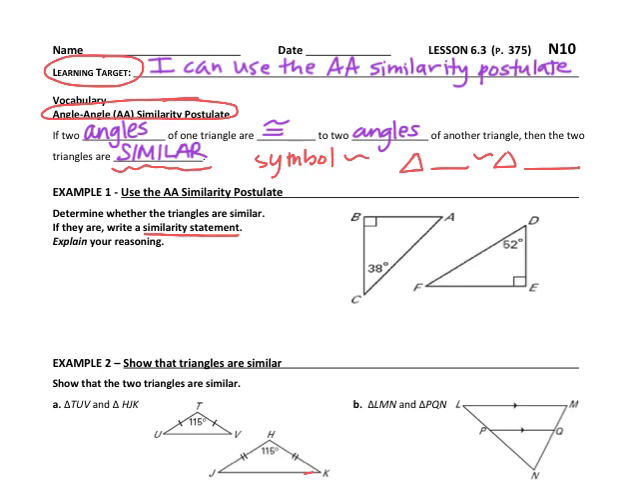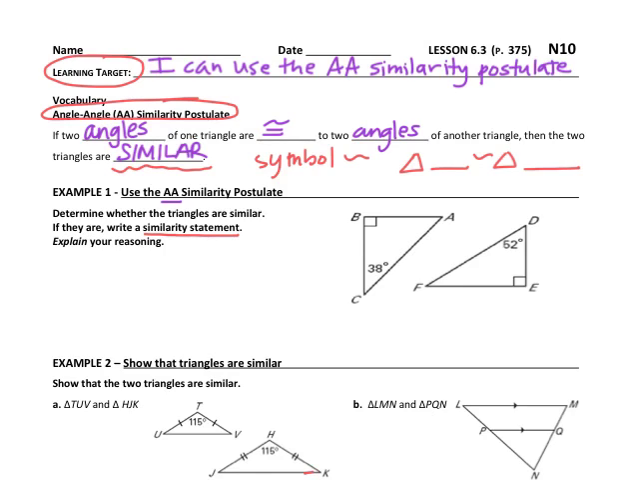It says that we want to use the angle-angle similarity postulate, and what we're going to do is state whether these two triangles are similar. And we don't want to say that they're congruent. It's just that we're trying to find out if they're even similar. If they have two angles that are congruent, then they are similar.